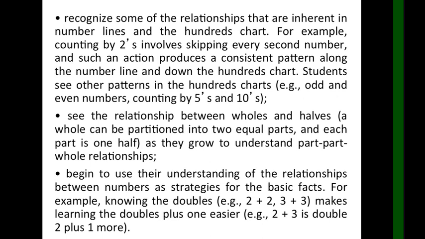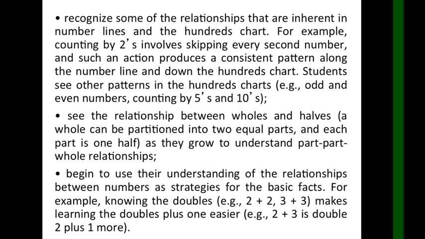For example, counting by twos involves skipping every second number, and such an action produces a consistent pattern along the number line and down the hundreds chart. Students see other patterns in the hundred chart, for example, odd and even numbers, counting by fives and tens. They see the relationship between whole and halves.